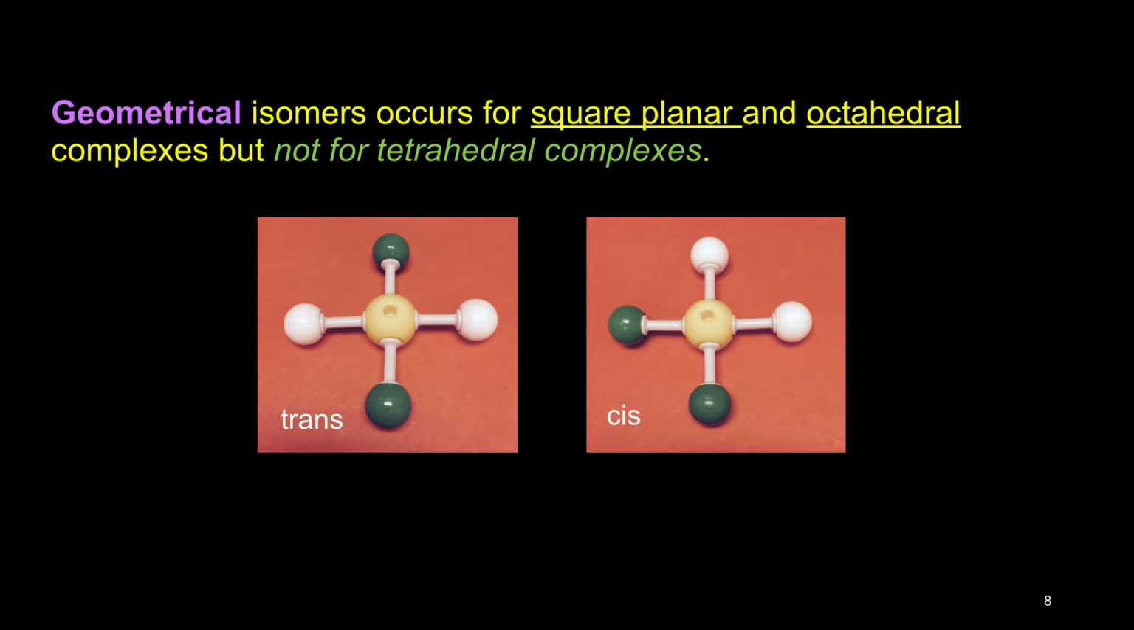The placement of the ligands, if there are two types, can be either cis or trans. Cis placement means that the ligands, which are the same, are on the same side of the complex. Trans placement means that the ligands, which are the same, are on opposite sides of the complex.